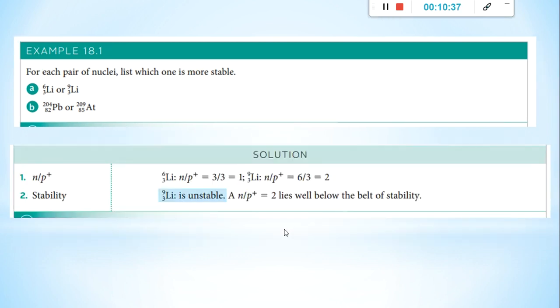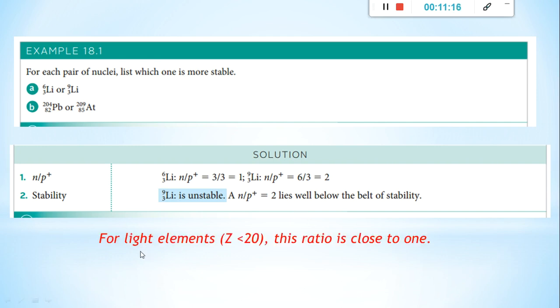So for letter A, the neutron proton ratio of lithium 6 is 1, while lithium 9 has a neutron proton ratio of 2. So we can conclude that lithium 9 is the unstable one because its neutron proton ratio is 2, which lies below the belt of stability.